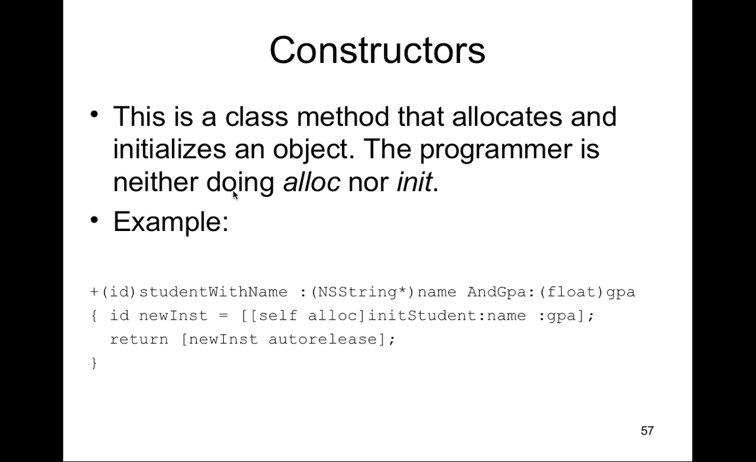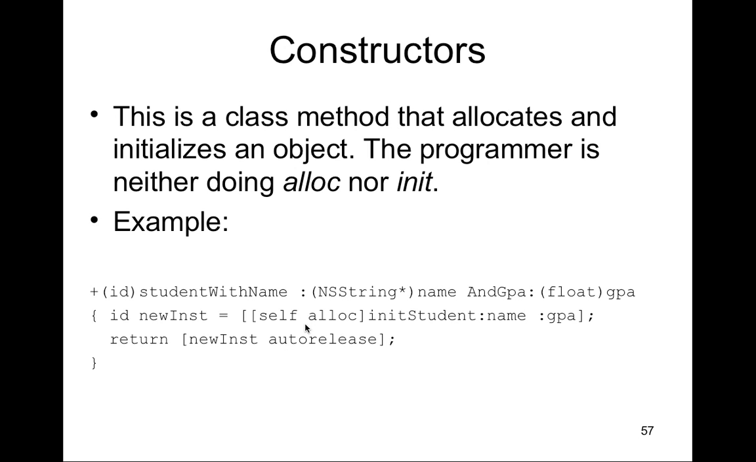So the programmer is neither doing an alloc nor an init with this. So what are we doing here? This is our constructor, and we're saying student with name, and because we're going to create a student with name, we have an NSString for the name. We're using a pointer type because it's an object, and then we have GPA, and we're using a float, no pointer, because it's a built-in data type. Then we have a generic type id, which is equal to a new instance. Actually, it's probably short for that.